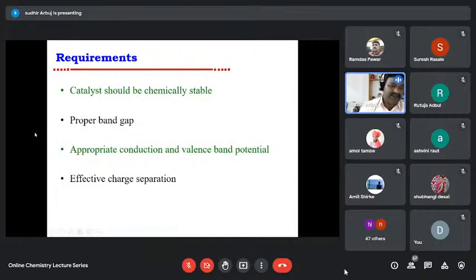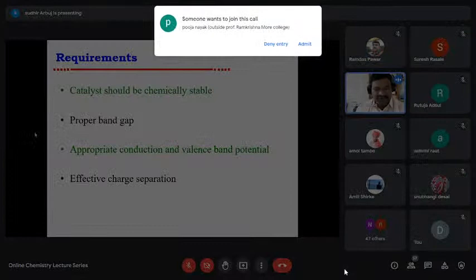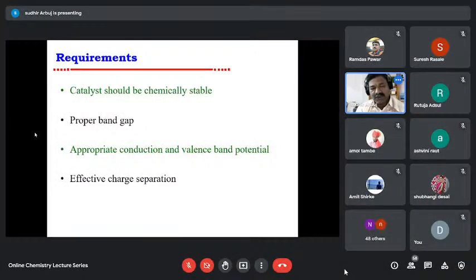So what is the basic requirement for a material to be a good photocatalyst? First, the catalyst should be chemically stable. During the reaction, it should not react or change from one material to another. So this is the first criterion. Whatever catalyst we choose, it should be stable during the reaction. It should have a proper band gap. This band gap must be in the range of 1.5 electron volt to 3 electron volt.